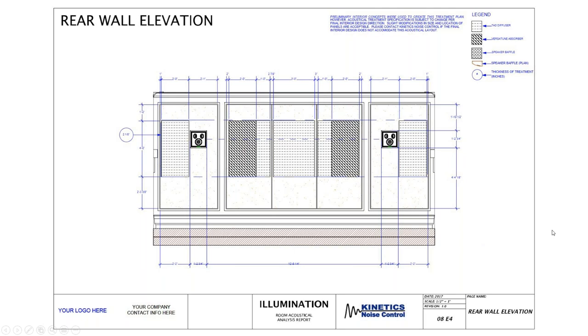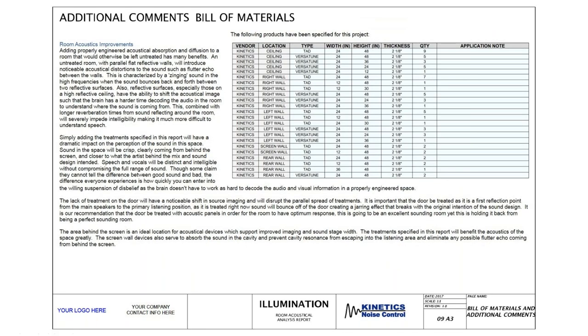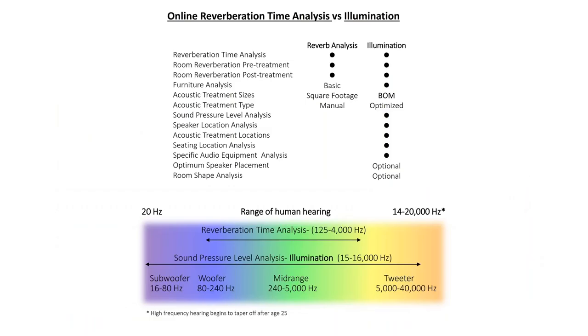And in the end, you wind up at this last page, a nice bill of material that gives you not only the size of the panels, but the thickness and the quantities, as well as a breakdown based very specifically on your particular room. So we go back and look at what this gives you. It sounds like a pretty complete package.